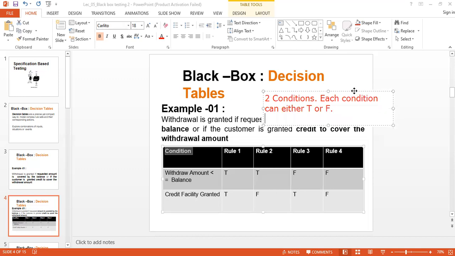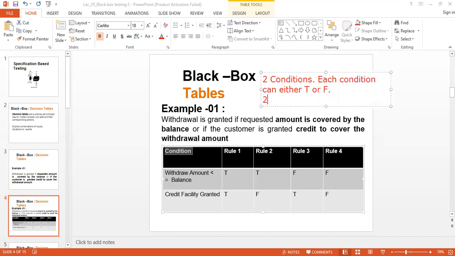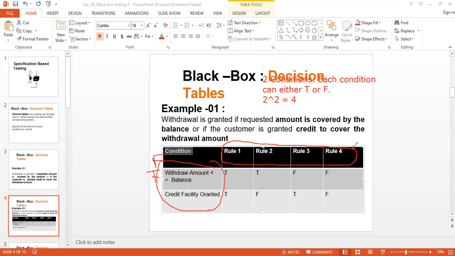So as a fact, what is happening? 2 to the power 2 equals 4. We know each can be either true or false, right? So 2 to the power 2, 4 rules will appear. These are our possible rules, and these rules will be your input combinations.